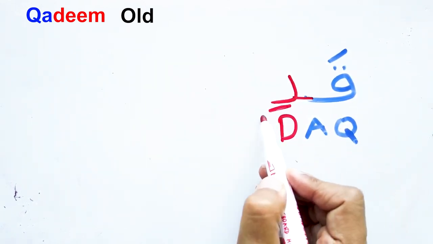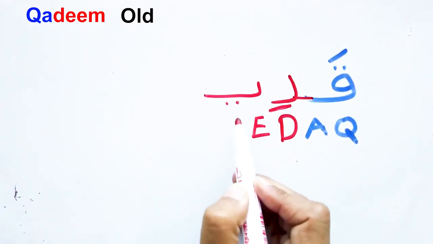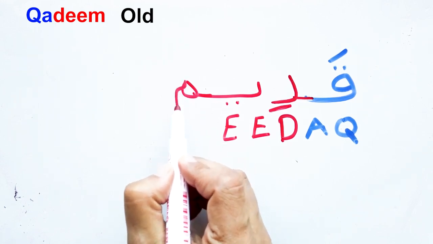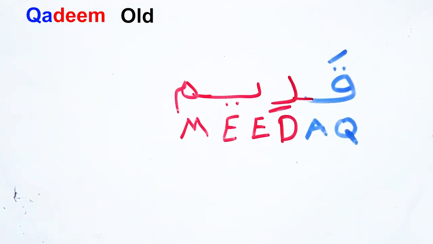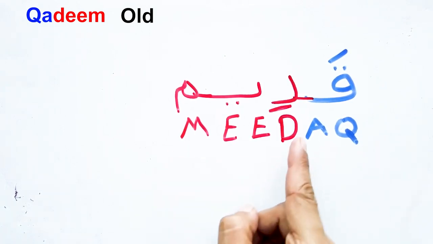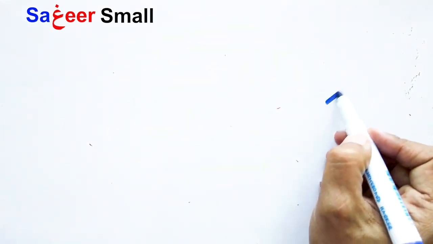I have a kasra. It sounds like another E. قدي, long vowel, it's another E. And then قديم, the sound of M. قديم.